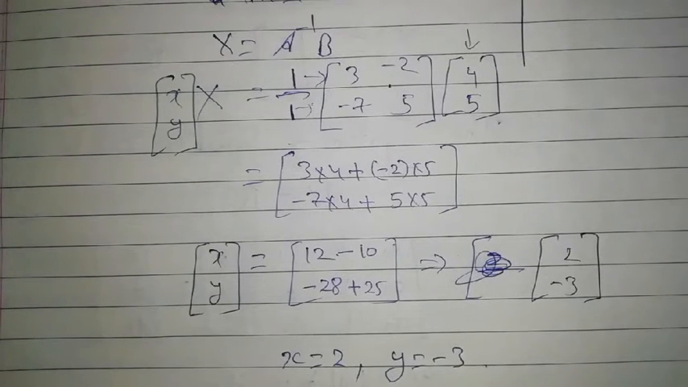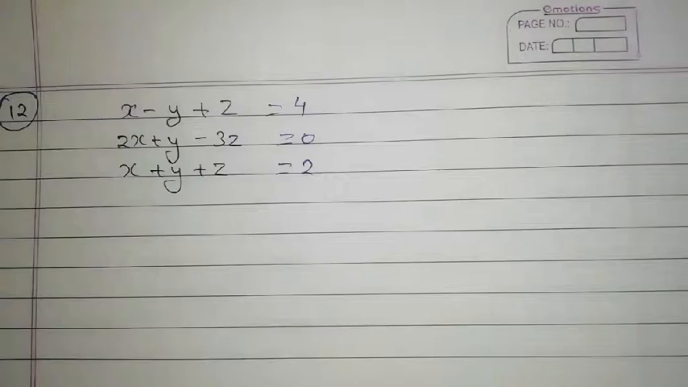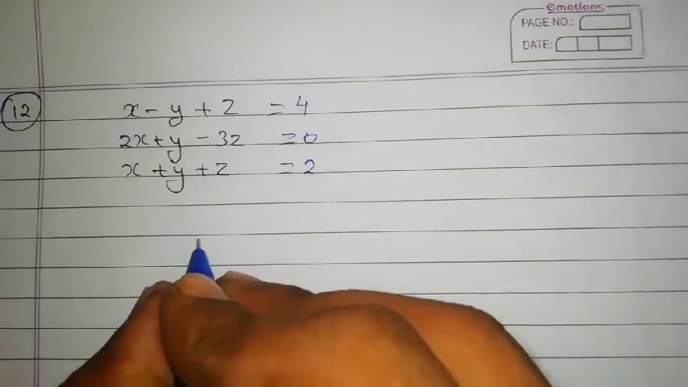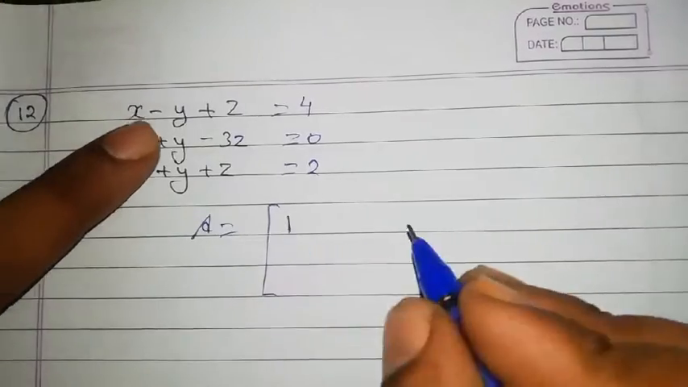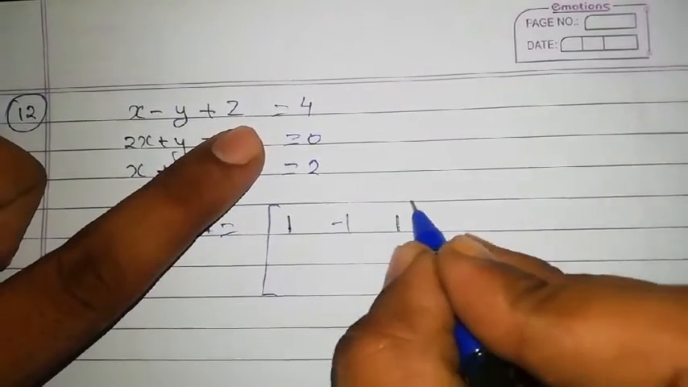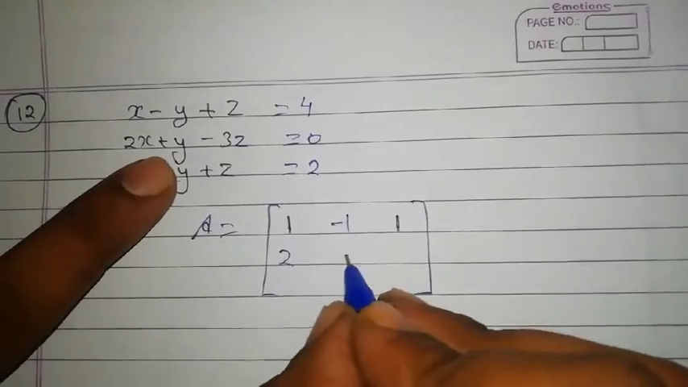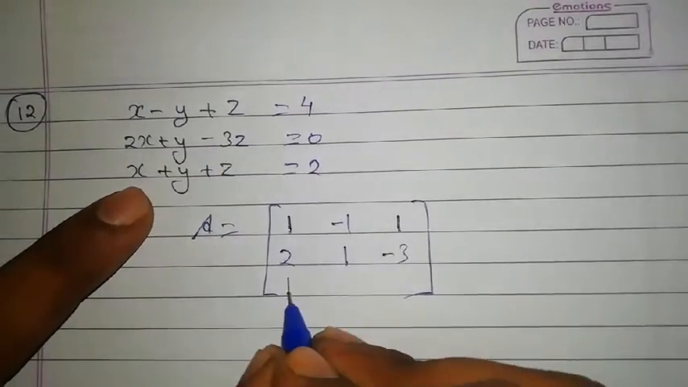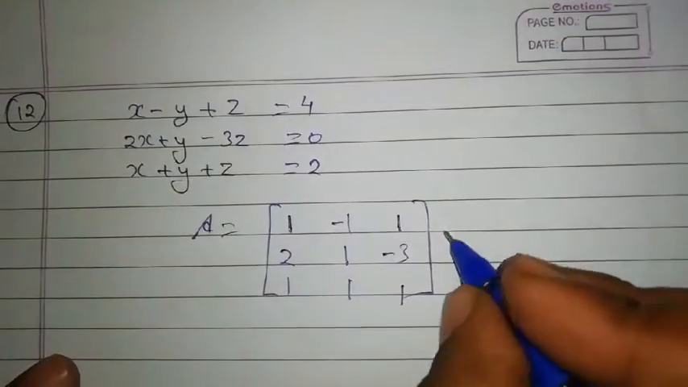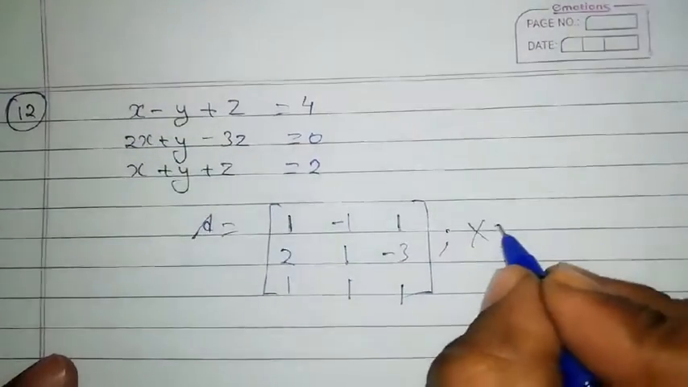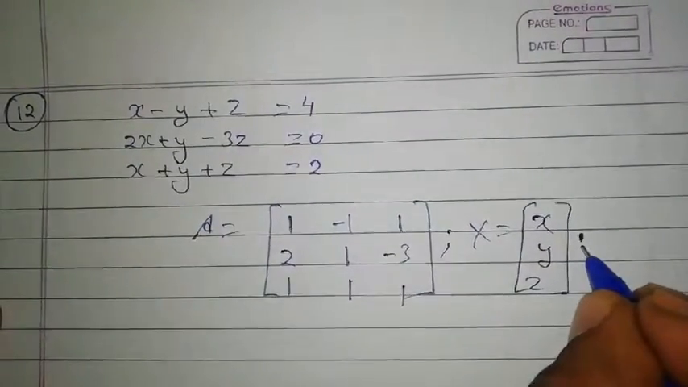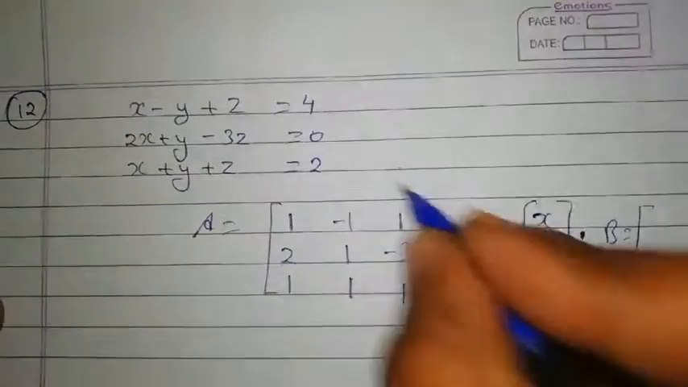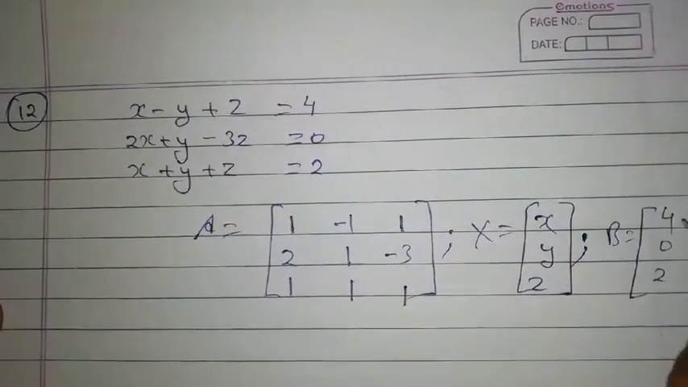Now one question we will solve by taking 3 elements, meaning 3 linear equations will be there. So here is question number 12. From here we can easily write the value of A as: this is plus 1, this is minus 1, and this is plus 1, then plus 2, plus 1, minus 3, plus 1, plus 1, and plus 1. Capital X is equal to x, y, and z, and B is equal to 4, 0, and 2.